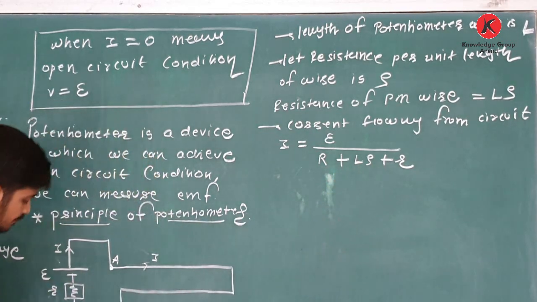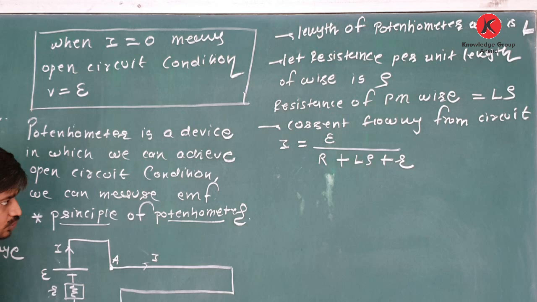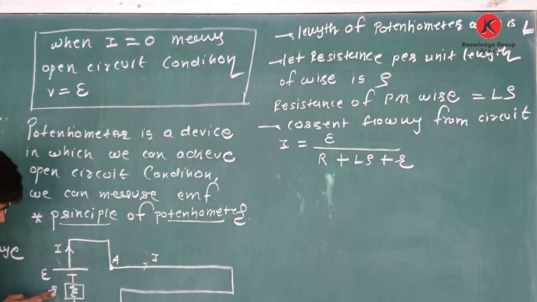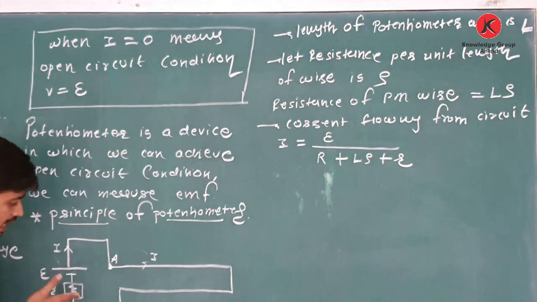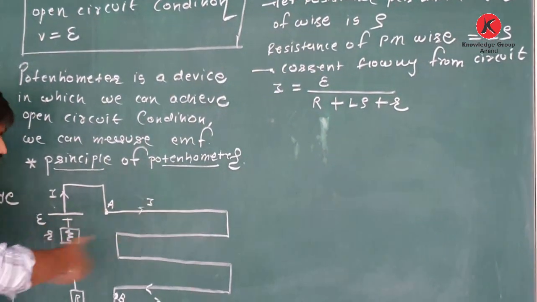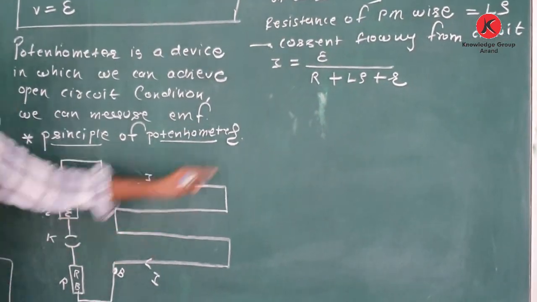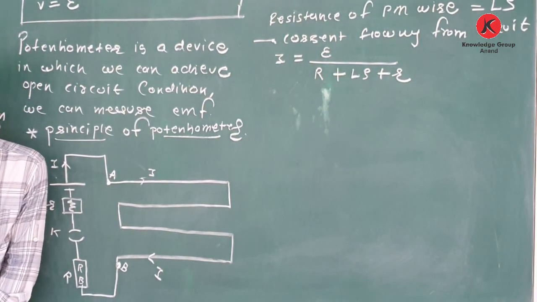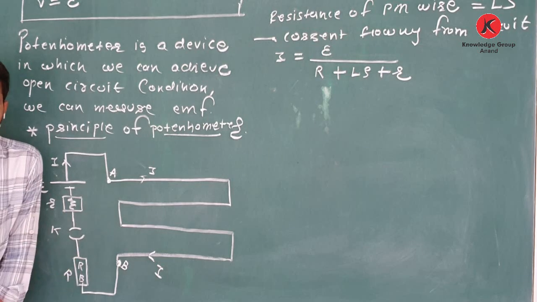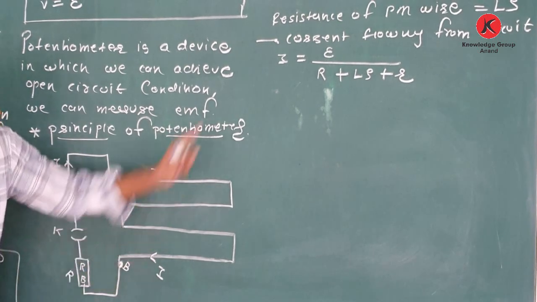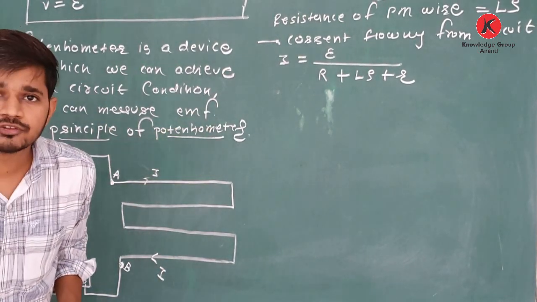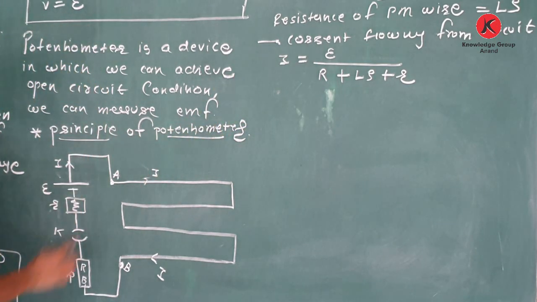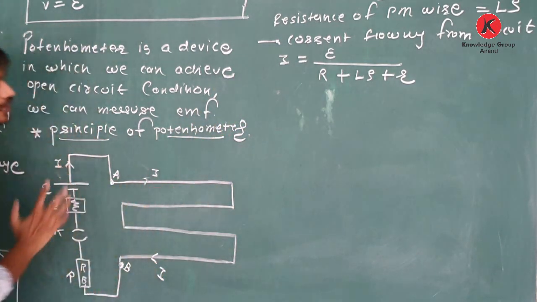Where R is the resistance of the resistance box, L rho is the resistance of the potentiometer wire, and small r is the internal resistance. Yes, each and every element is in series connection, so total resistance is R plus L rho plus r, and current flowing through them is the same. So yes, it is the equation of I. Clear about this? Current flowing through this wire is I.